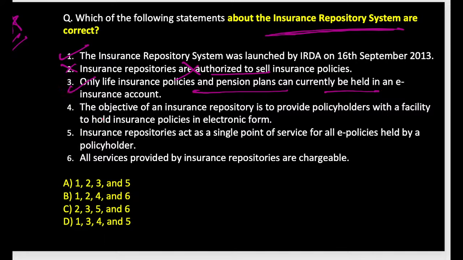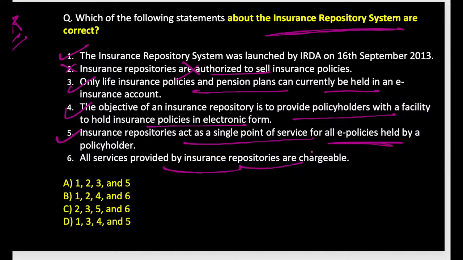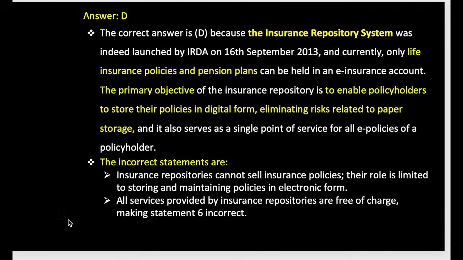Okay, this is true. The objective of an insurance repository is to provide policyholders with a facility to hold insurance policies electronically through an e-insurance account. The insurance repositories act as a single point of service for all e-policies held by the policyholder. All services provided by e-insurance are free of cost, not chargeable. 1, 3, 4, 5 means option D. Very good. So option D will be the right answer for this particular one.